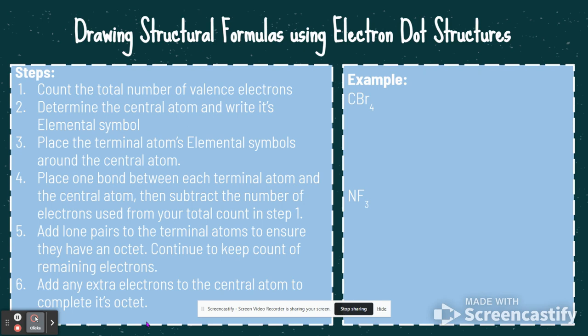So after we've bonded, we'll continue to add on lone pairs to give them their octets. And we're going to keep subtracting that from our total count. We're going to keep track of how many we have left. And then step 6, add any extra electrons to the central atom to complete its octet. So the central atom will get its lone pairs last if it needs them, okay?